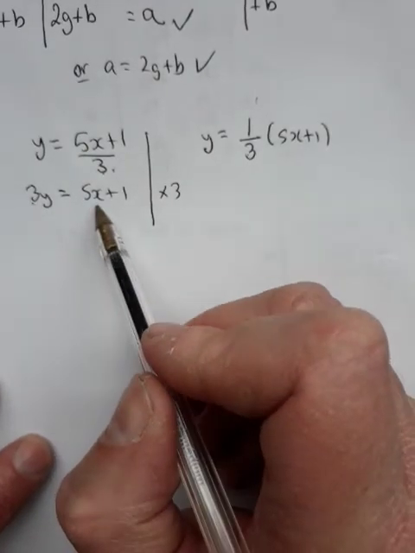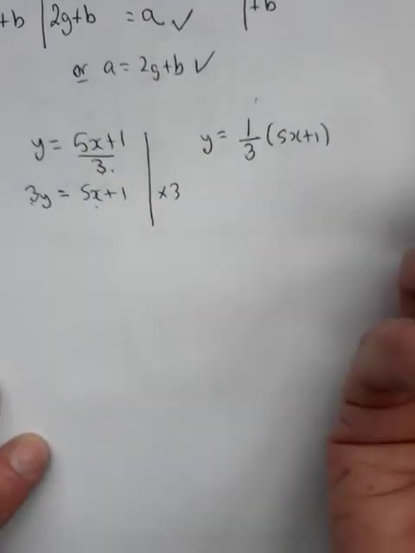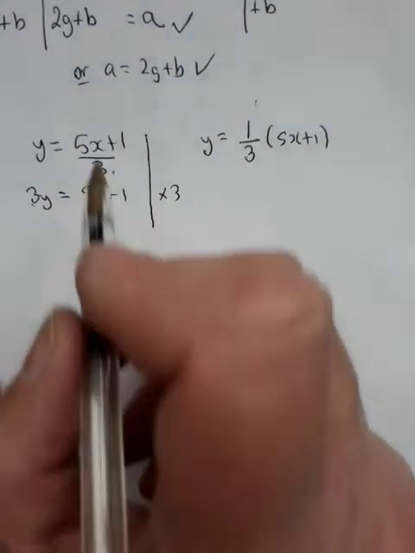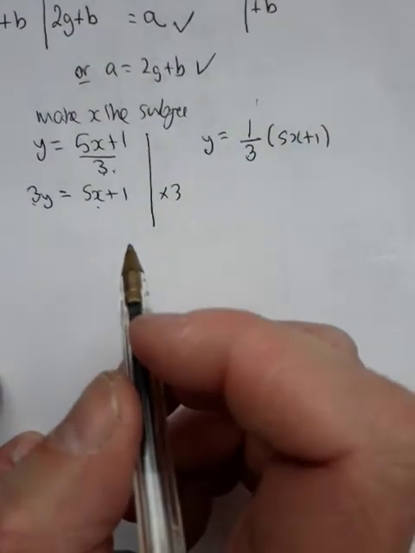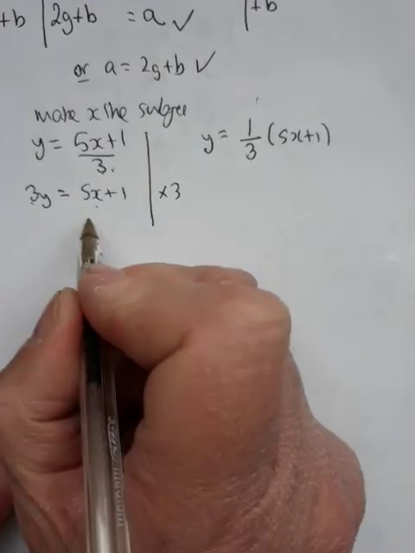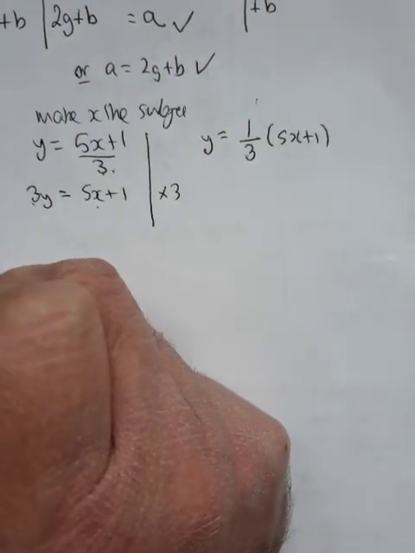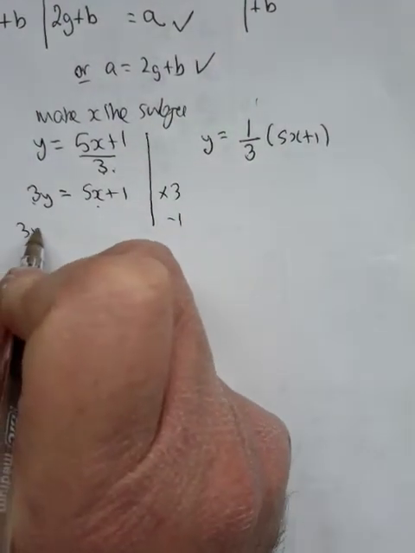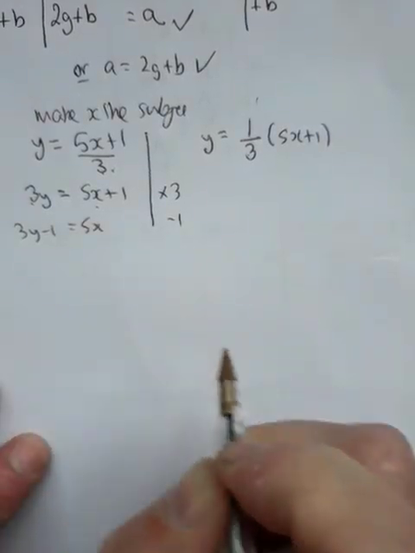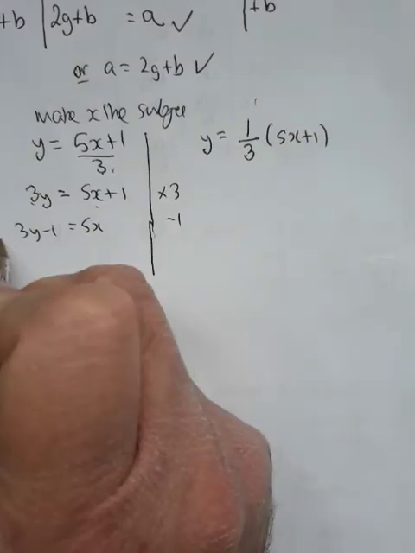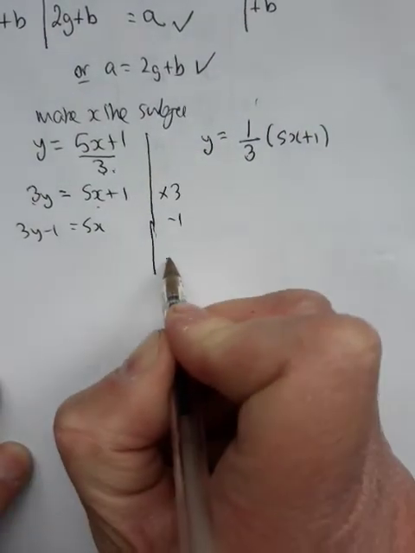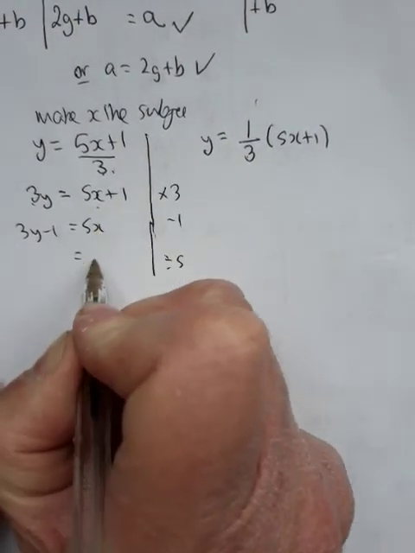What's stopping x being on its own now? We're making x the subject. I meant to say that actually at the start. So what do we get? We need to take away 1 from both sides. And what's stopping x being on its own now? Times by 5, so we divide both sides by 5. Divide by 5, I get x.